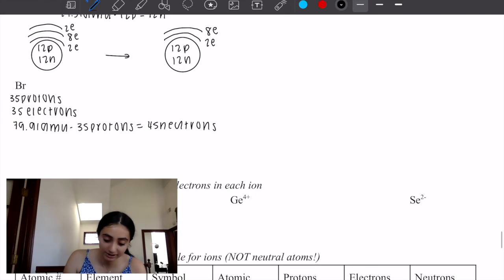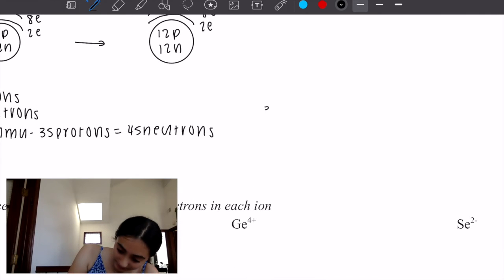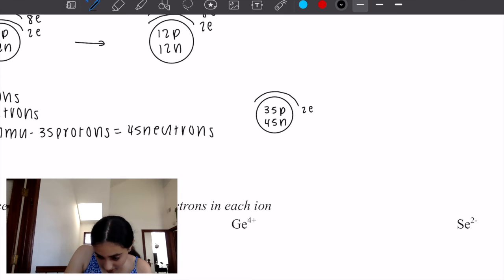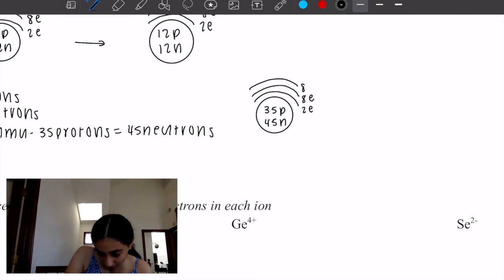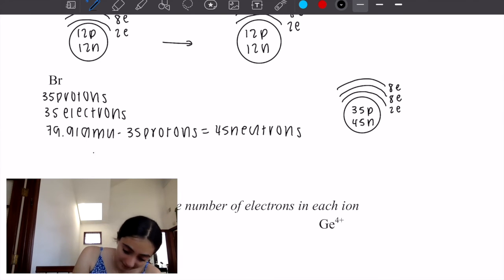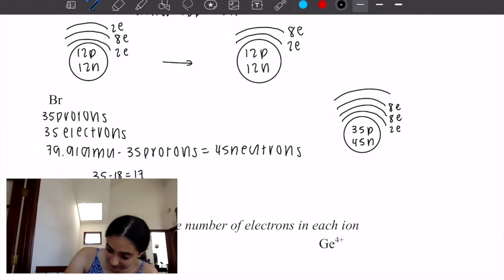Okay, so let's draw the 2 Bohr diagrams. So let's start with the neutral one. We have 35 protons, 45 neutrons. So we know bromine will have 4 orbitals from the row number. So we have 2 here, 8 here, 8 here, and then remember the 4th orbital holds 18 electrons. So how many do we already have? 18, and we need a total of 35. So let's do 35 minus 18 equals 17, which means this orbital is going to have 17 electrons.